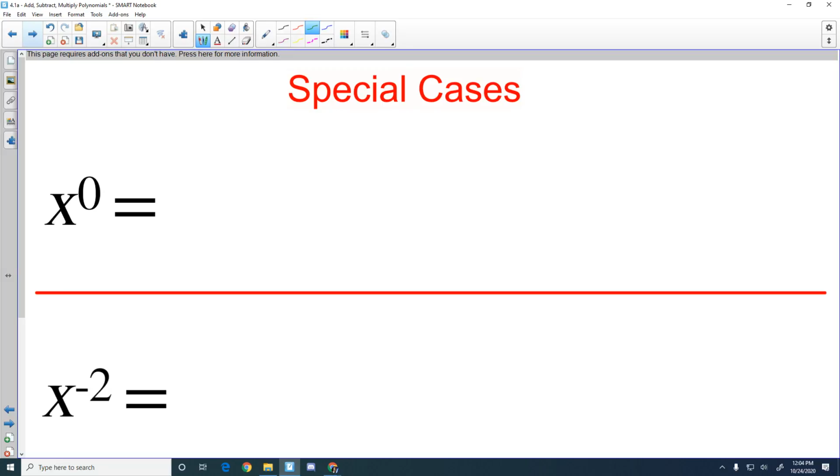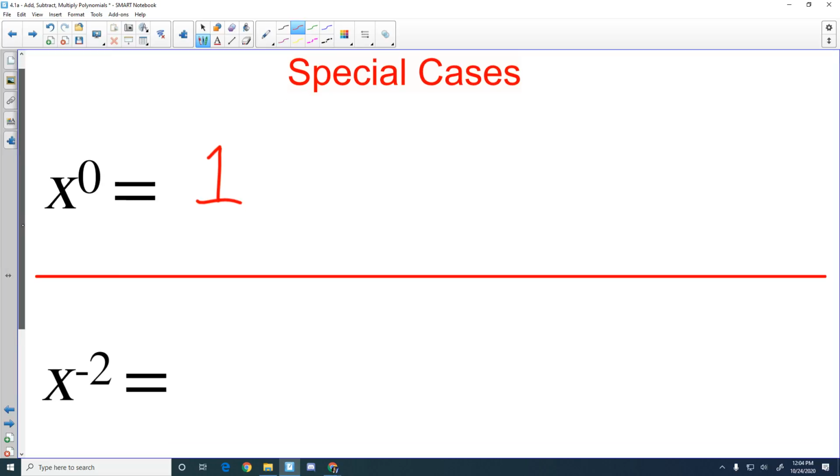Ooh, special cases. X to the 0. A lot of times kids want to say, oh, that's just a 0. Not quite. As it turns out, anything to the 0 power equals 1. I know, it's crazy. Totally bananas.